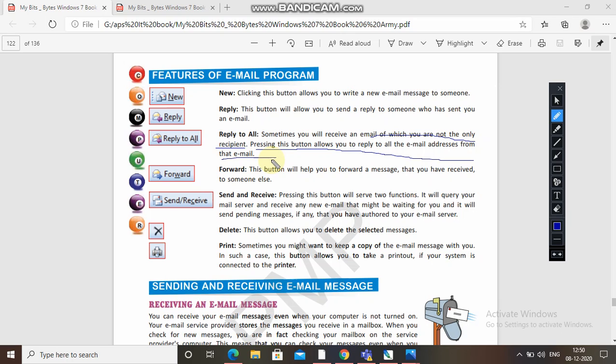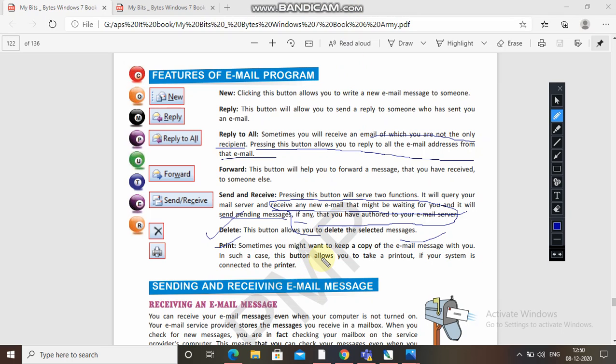Now send and receive. Pressing this button will serve 2 functions. It will query your mail server and receive any new email message that might be waiting for you, and it will send pending messages, if any, that you have authored to your email server. Delete. This button allows you to delete selected messages. Means selected messages are deleted when you click on this button. Print. Everyone knows about print.